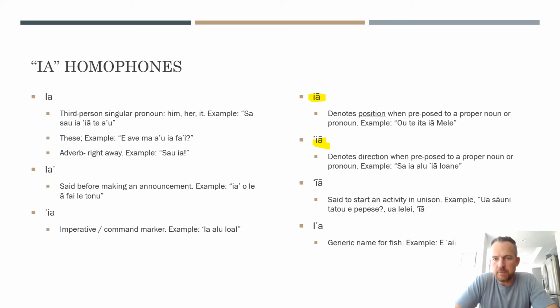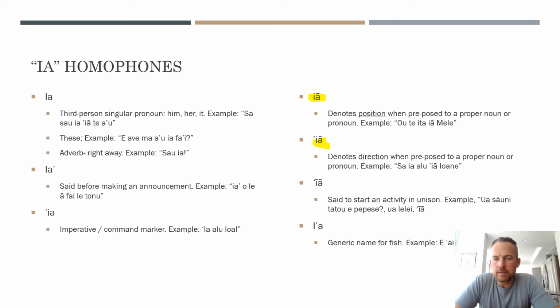So the example I have here is "o te ita ya Mele." That means I am angry at Mele. So o is the pronoun for I. Te is a tense marker. Ita is to be angry. And then ya Mele means at Mele or at Mary.